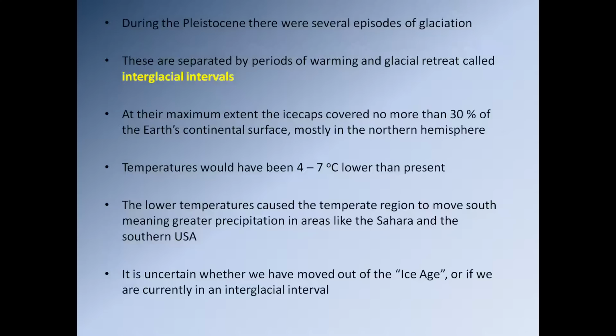So it's actually uncertain whether we have moved out of the most recent ice age. Some scientists actually believe that at the moment we are sitting in an interglacial interval, and there's a good chance that a new stage of glaciation might actually start at some point. But on the whole, most scientists think we've actually left the most recent ice house period, and now we're into a period of global warming.